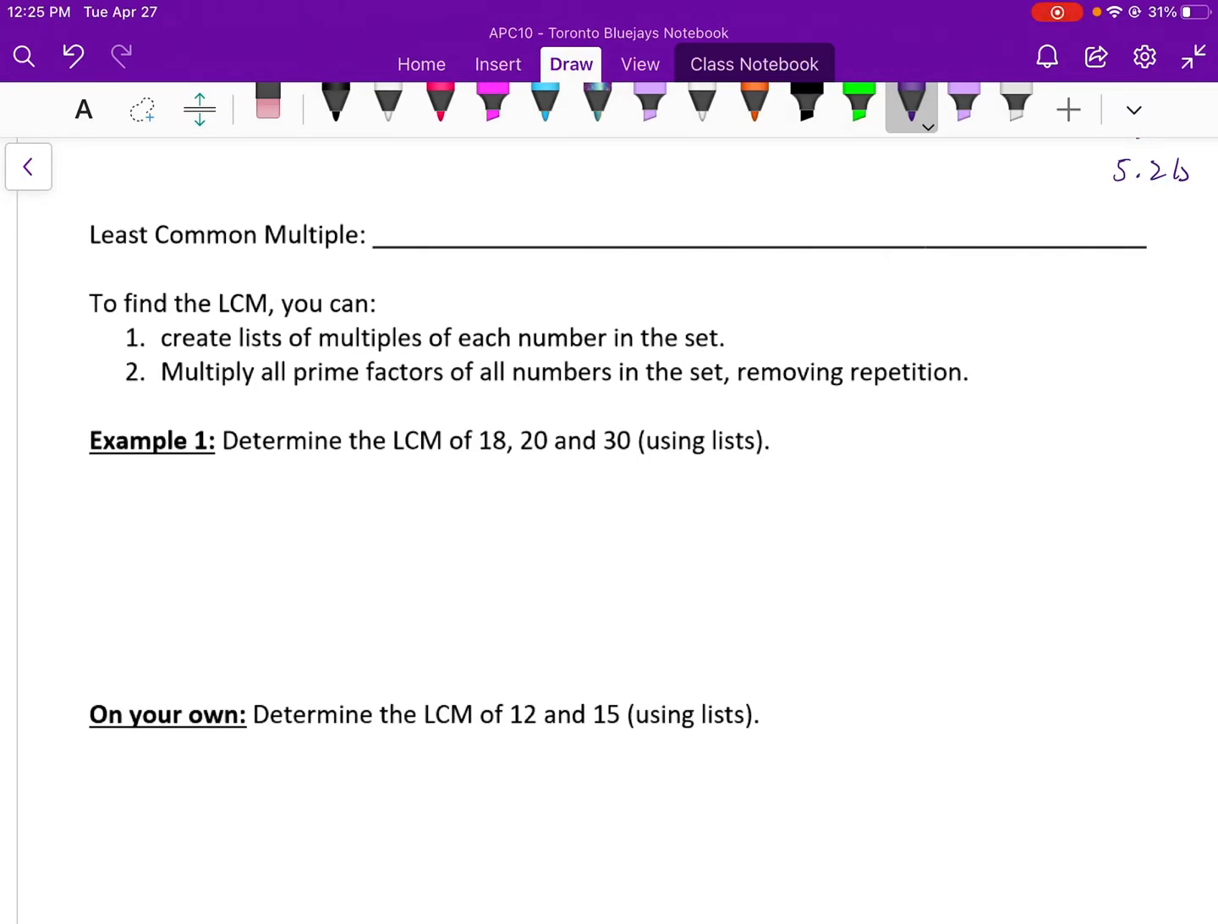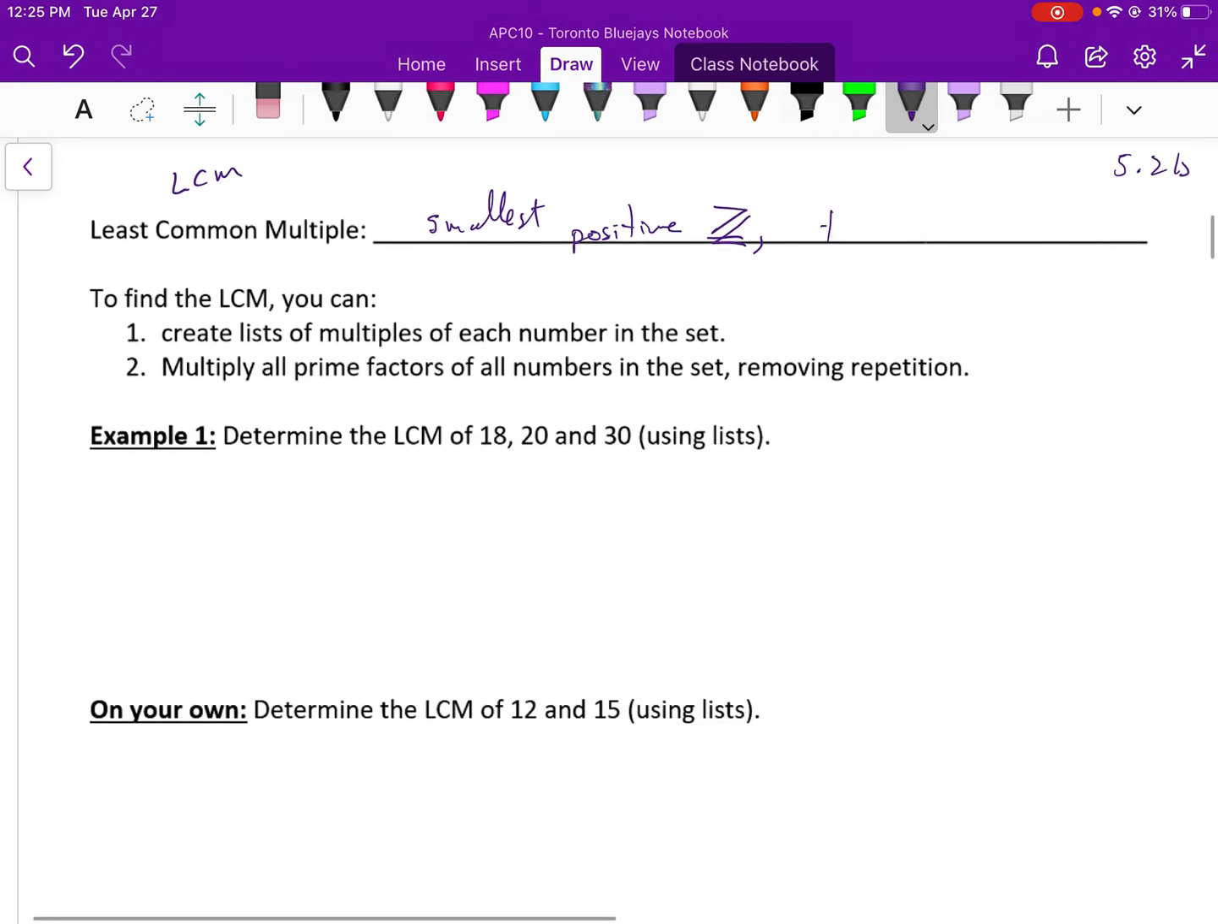I know you have a lot of experience with the least common multiple, usually stated as the LCM, sometimes called the lowest common multiple. What it is, is the smallest positive number, and I would even go further and say it's the smallest positive integer that is a multiple of two or more numbers.